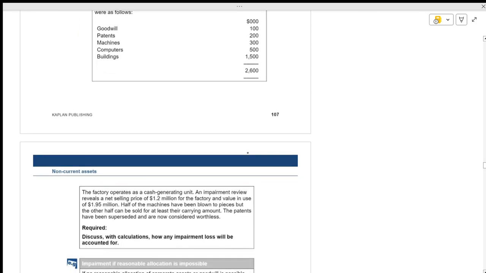An impairment review reveals a net selling price of 1.2 million for the factory, and the value in use is 1.95 million. Half of the machines have been blown to pieces, but the other half can be sold at least at the carrying amount. The patents have been superseded and are now considered worthless, which means patent values are zero.